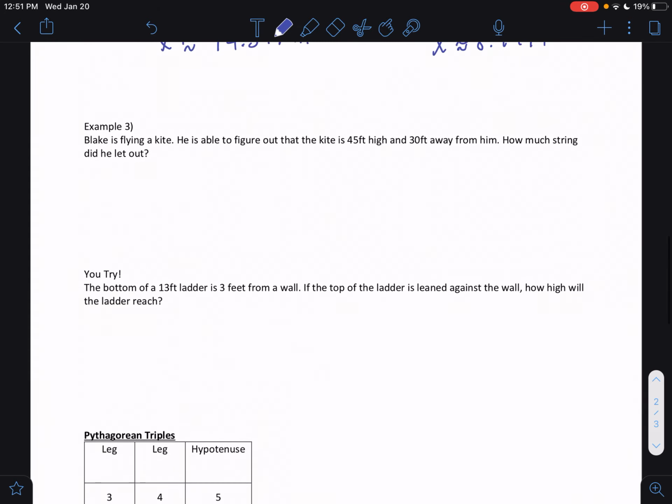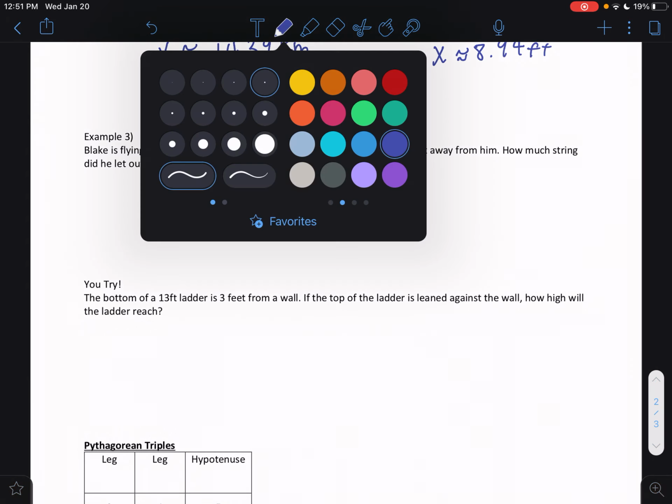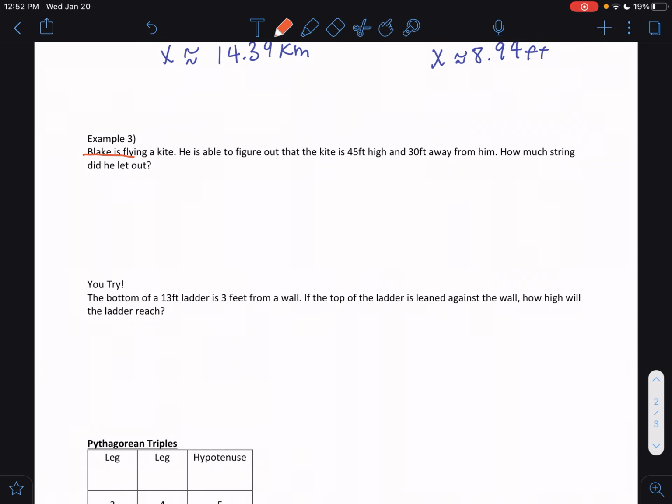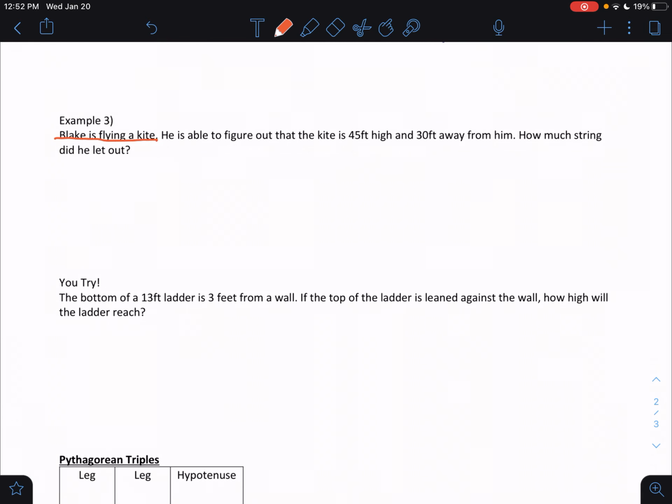Okay, so now we have some word problems. When doing word problems, you really need to think about what the problem is saying. Try to draw a picture, and that's what I'm going to do, and I'll show you what I mean by that. So we have Blake, says Blake is out flying a kite, right? So I'm just going to go ahead and draw a person. This person here is flying a kite.